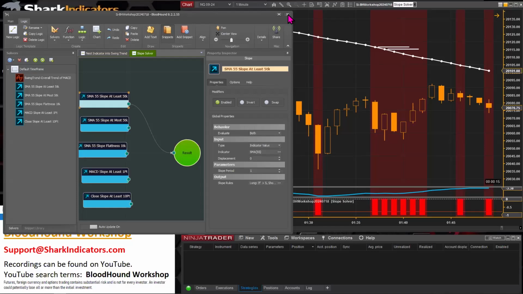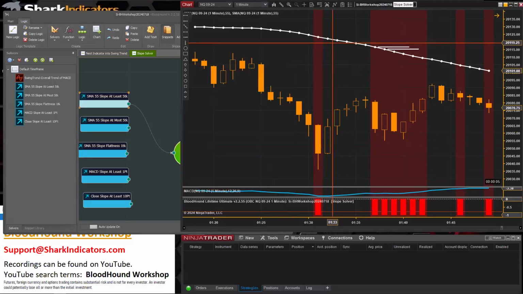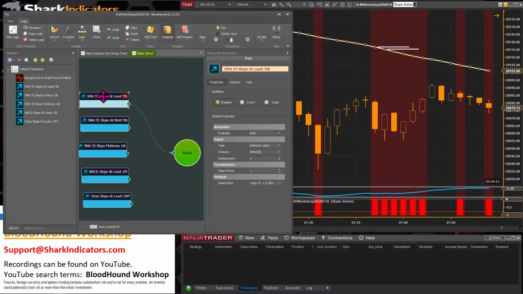Terry's asking, can you use slope up or down on indicators? Yeah, so Terry, that's what I did back here. Well, I'm actually doing it on the SMA. That's exactly what this is doing on the SMA, although this is looking for a minimum of 5 ticks of movement.